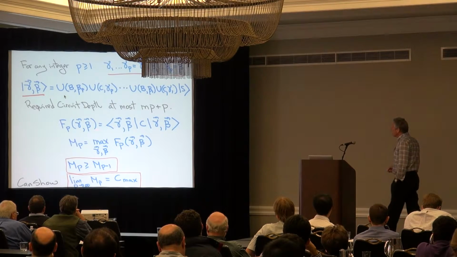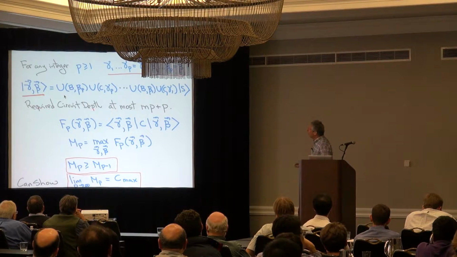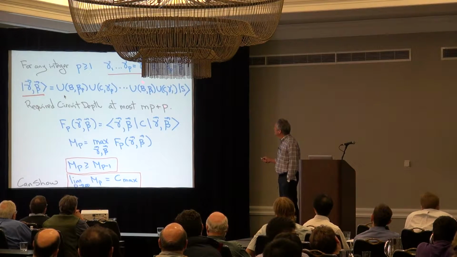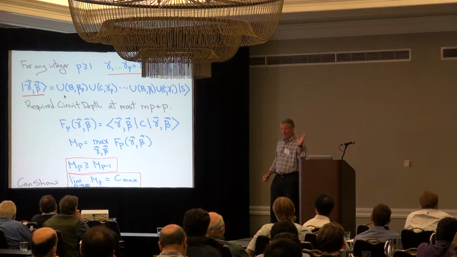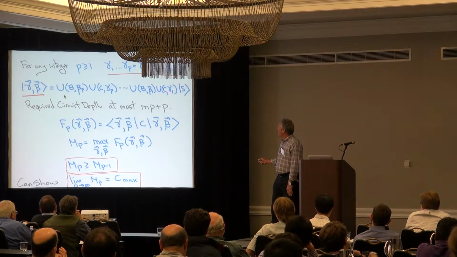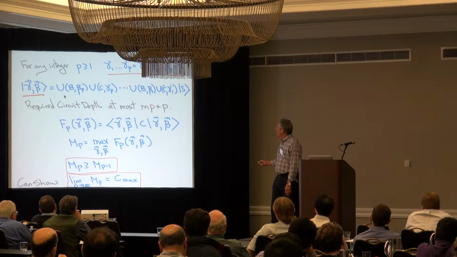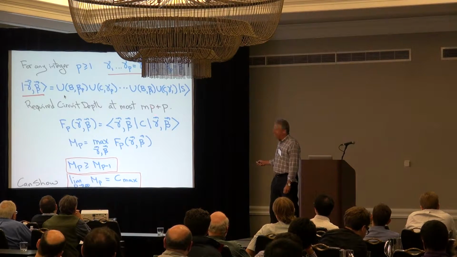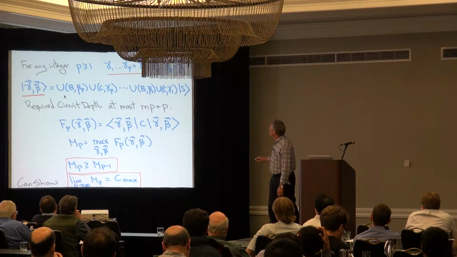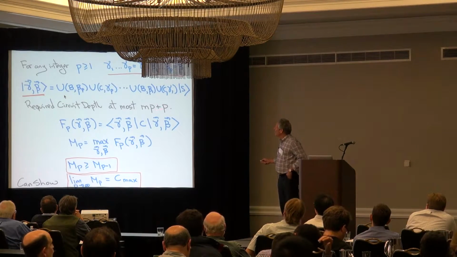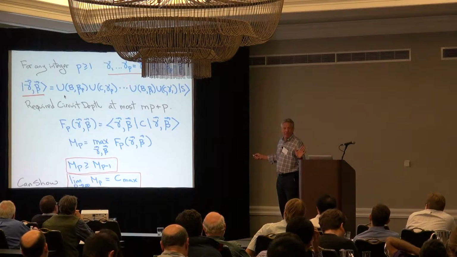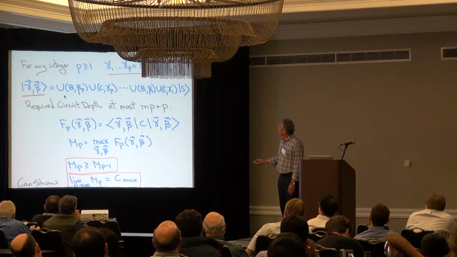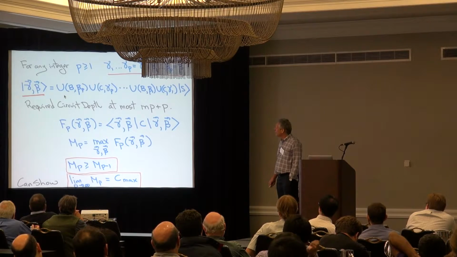Now, note that to construct this state, the required circuit depth is not much, because the circuit depth of U of B beta is 1, because it's a bunch of commuting operators. And the circuit depth of U of C gamma is at most M, excuse me, at most M. But it's much less than that if you organize the terms appropriately. But at worst, it's this. So the required circuit depth here is MP plus P.